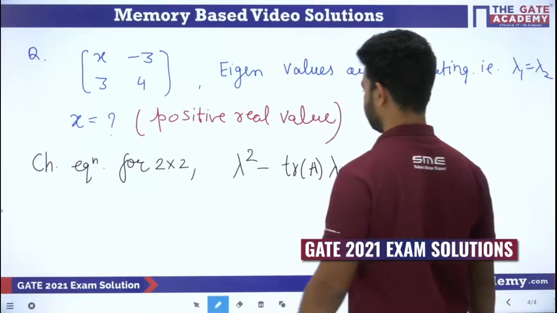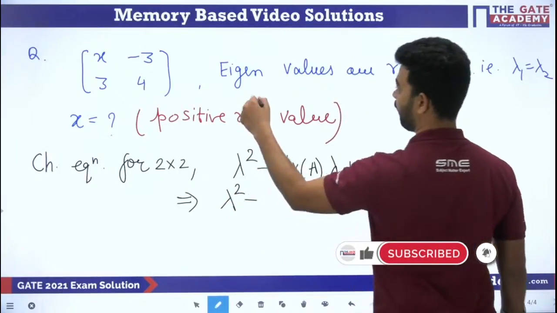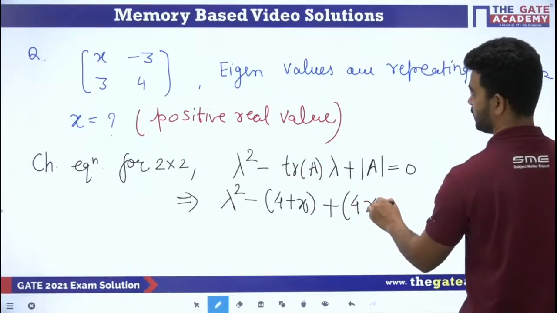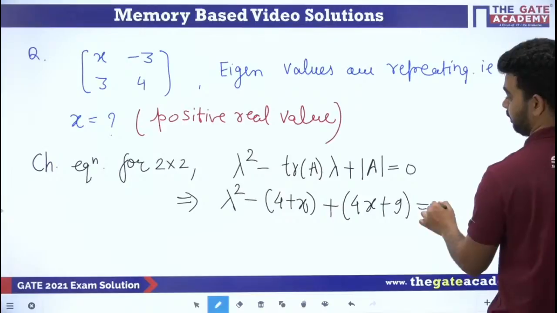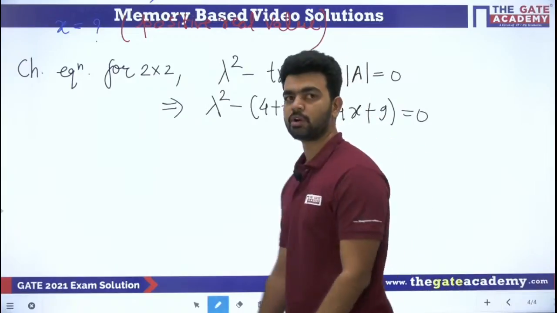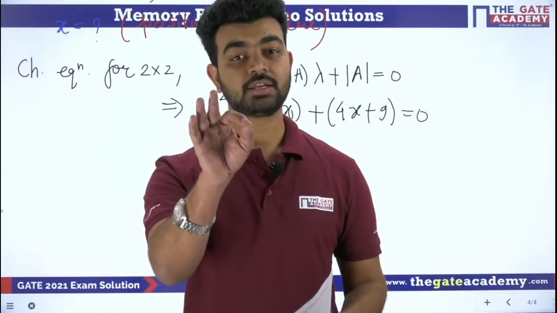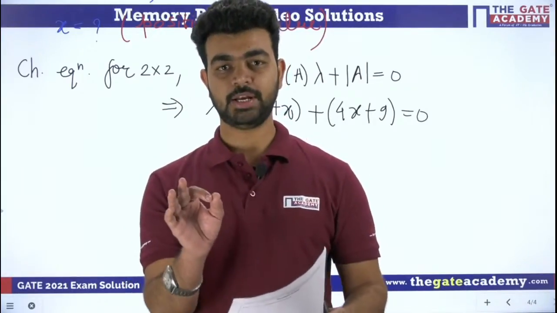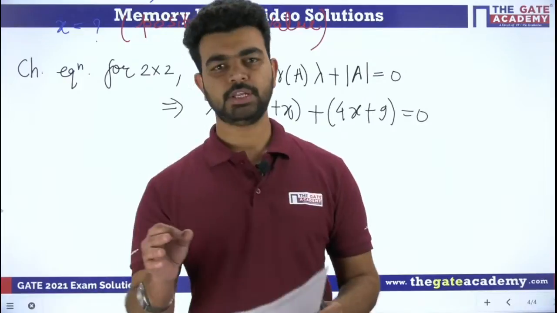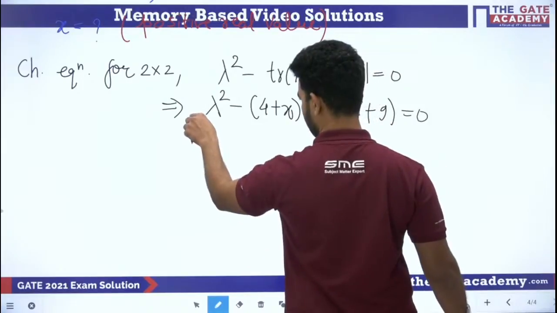Very good. 10 is the answer. Shivank got it. So, what is the trace of the matrix? 4 plus x. And what is the determinant of the matrix? 4x plus 9 is equal to 0. Now they are saying that the roots are repeated. For repeating roots in the quadratic equation we have already studied, right? Discriminant is 0. We have heard about discriminant in our 11th, 12th class, in the quadratic equation chapter. So if roots are repeating, discriminant is 0.